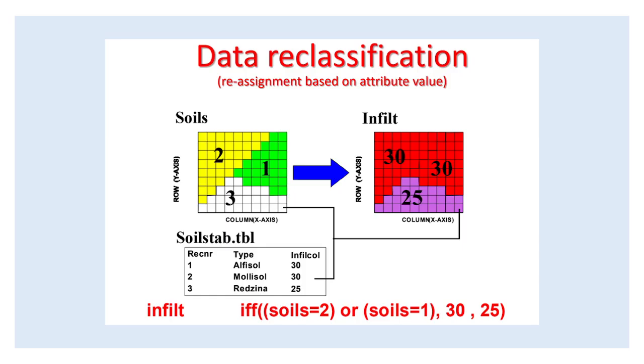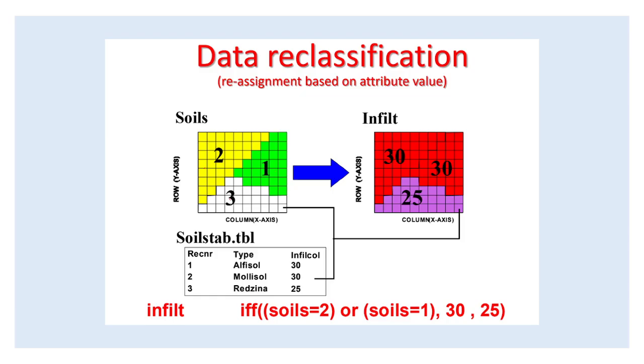Then we have another example of data reclassification. This is reassignment based on the attribute value. So here, in the example you have, you again have a soil map. It has been classified into 1, 2, 3. So one is alfisol, this is a type of soil. Okay. So alfisol is there, mollisol is there, and red xena is there.